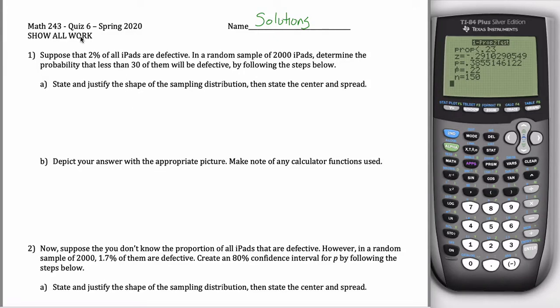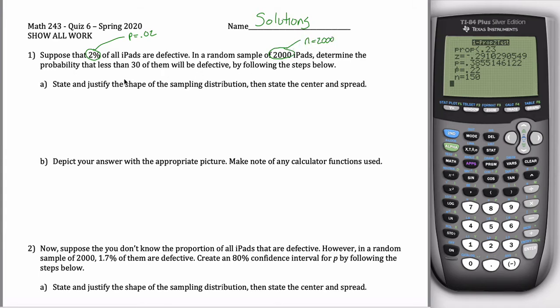All right, here's solutions for quiz 6 for Math 243, kind of a longer quiz. This first question, you're told that 2% of all iPads are defective. So that's giving you P here, the population proportion. It's 0.02. And we have a random sample of 2,000 of these guys. So that sounds like N is 2,000.